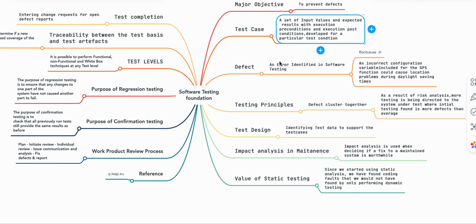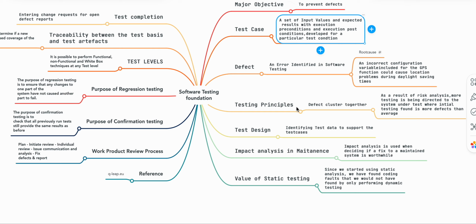So defect is an error identified in software testing. An incorrect configuration variable included for the GPS function could cause location problems during daylight saving times. This is an example of a defect in a fitness tracker application. So it is found during software testing. Because of the defect, it causes location problems during daylight saving times. So it's a configuration variable defect included for the GPS function.